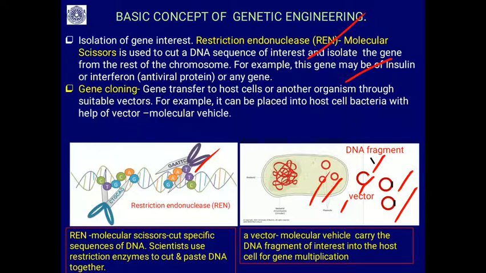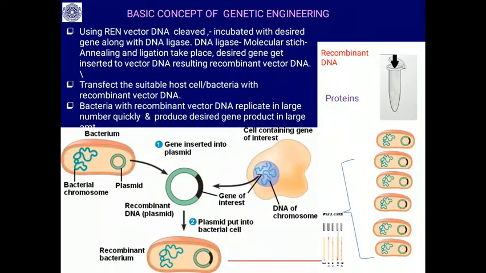So a molecular vehicle to carry the DNA fragment of interest into the host cell for gene multiplication. So that is what you can see. Then using restriction endonucleases, the vector DNA is cleaved and incubated with the desired gene along with DNA ligase. DNA ligase, you know, that molecular stitch, annealing and ligation takes place. The desired gene gets inserted into the vector. So the resulting DNA is now called recombinant vector DNA.